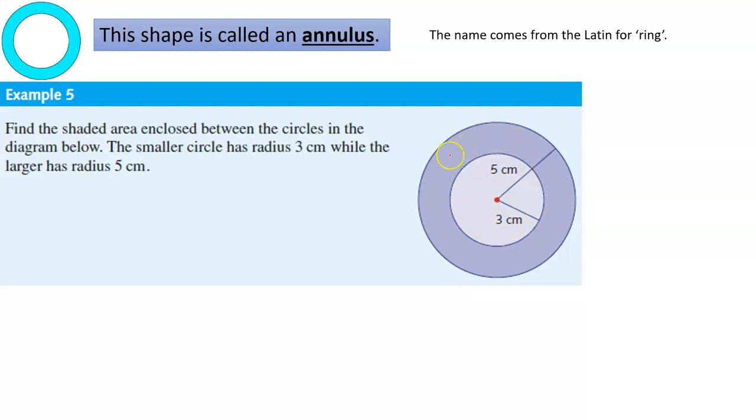And so to find this darker purple shaded area, we find the area of the larger circle and we subtract the area of the smaller circle. So remember, area of a circle is pi r squared. And so the area of this annulus is the area of the larger circle, which has a radius of 5, subtract the area of the smaller circle, which has a radius of 3.